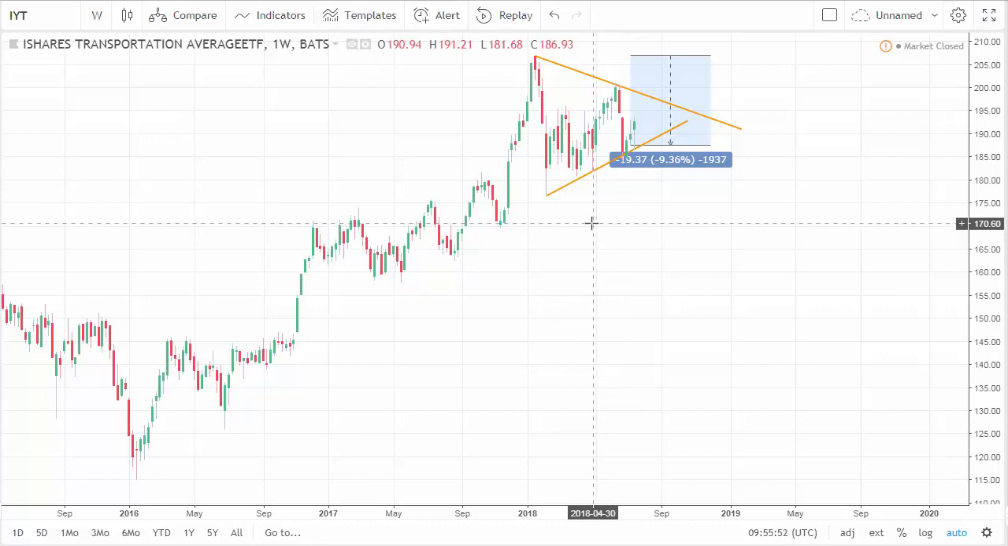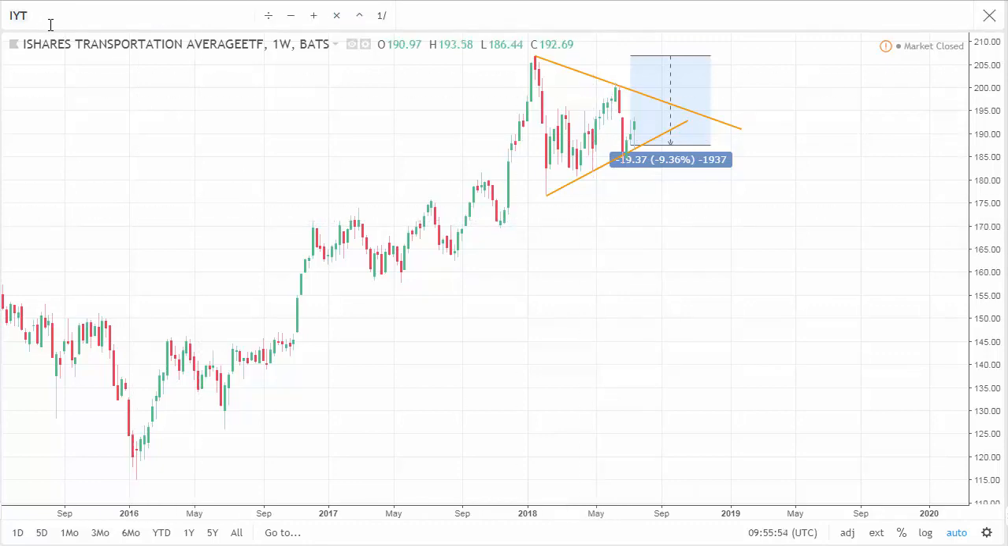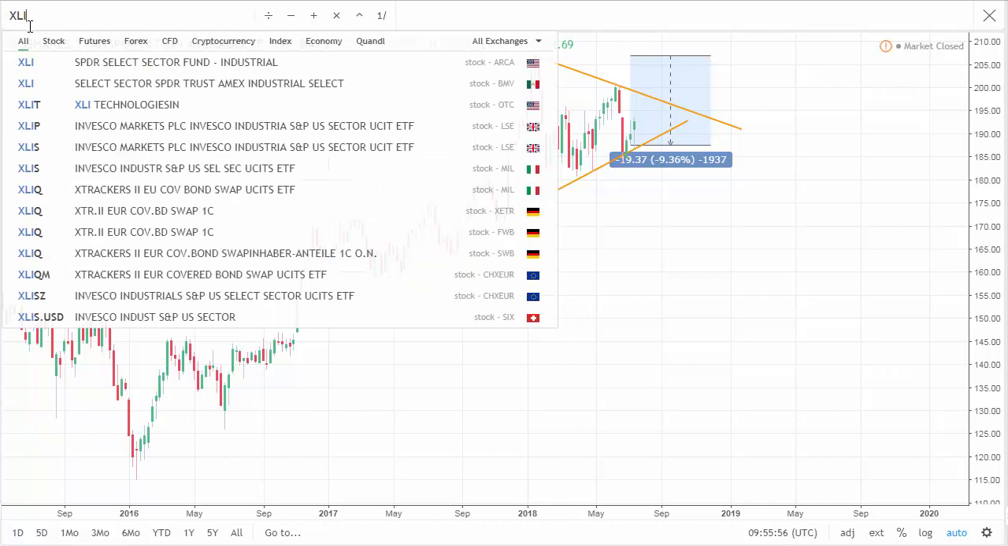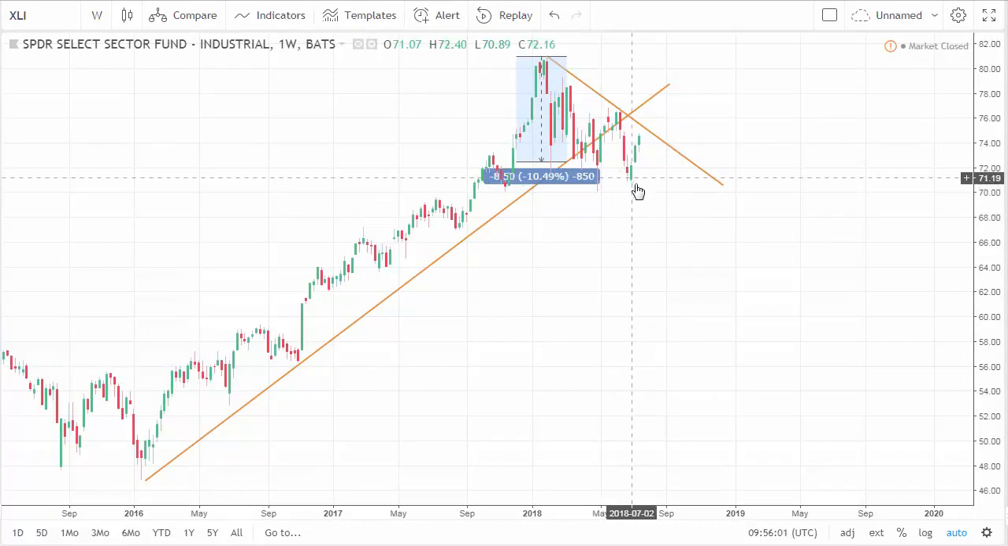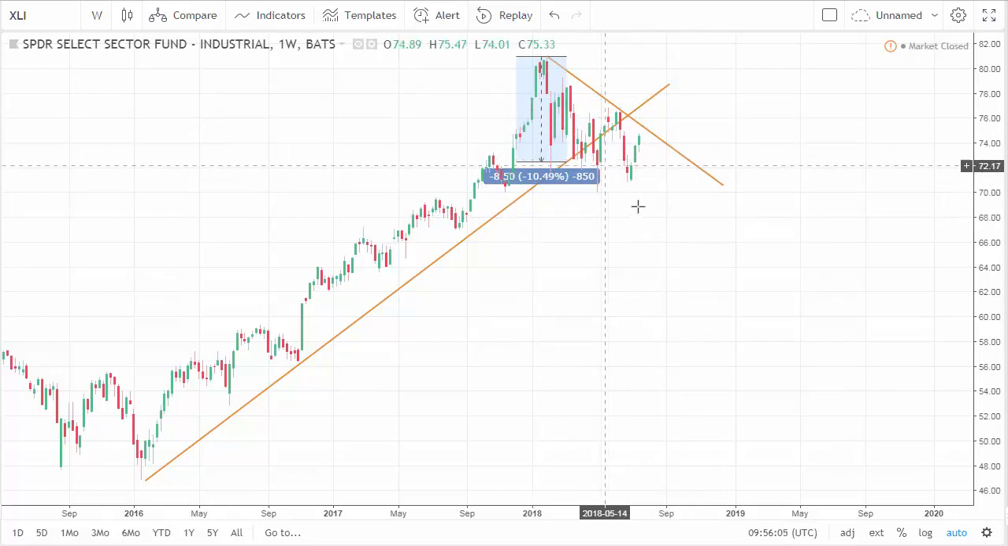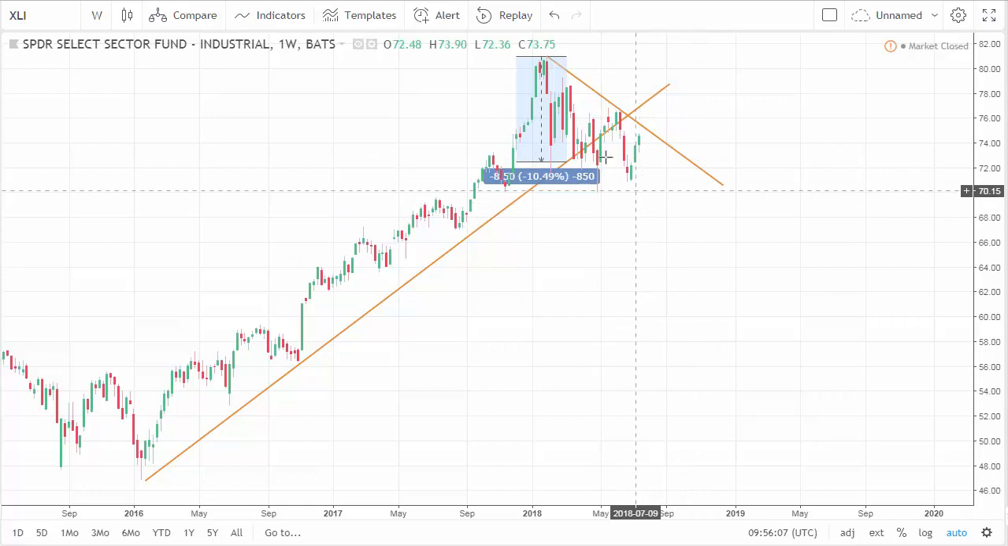What about some other sectors? What about the industrial sector in the US, XLI? Take a look at this. It moved down 10% as well. Now it is correcting higher, but look at this. Outside the trend line, and we have a series of lower highs.